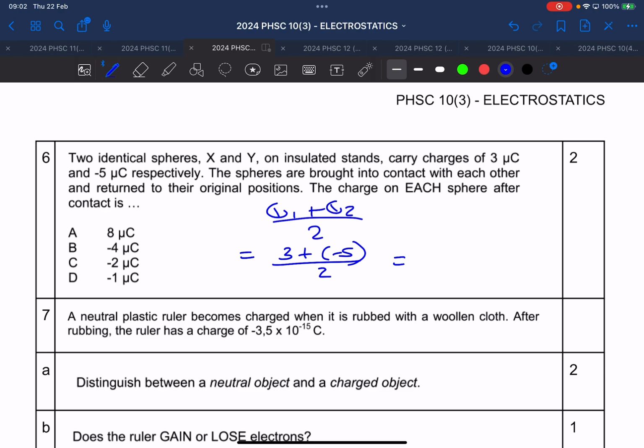So the answer is not C. 3 plus minus 5 gives you what? Negative 2. Divided by 2? So every time we get the answer, let's divide it by 2, if there's 2 things that touch. If there's 3 things that touch, you divide by 3. If it's 4, you divide by 4.